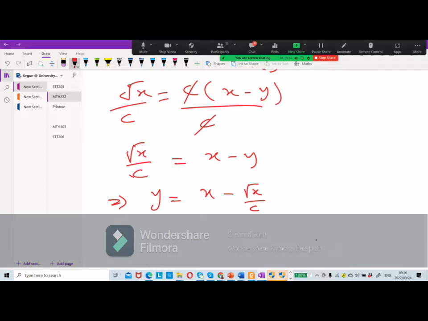Any question? I think you can see written further down as x minus c root x, since c is a constant. You can just do what? y equals x minus c root x. How? Since c is a constant. Yes, you are right. That is, 1 over c is still c. Yes, sir. Okay. So please, let's take notes.